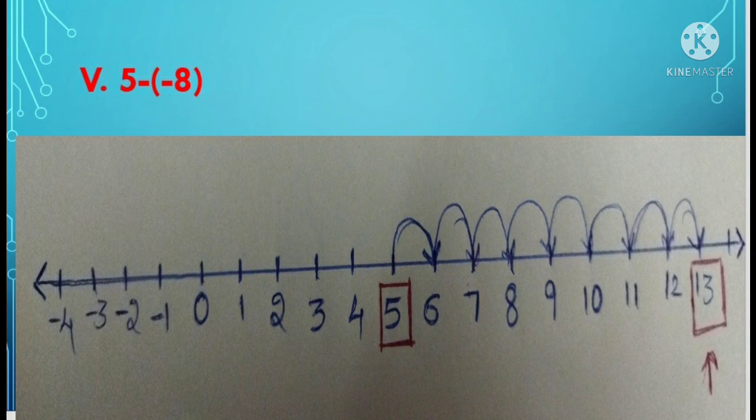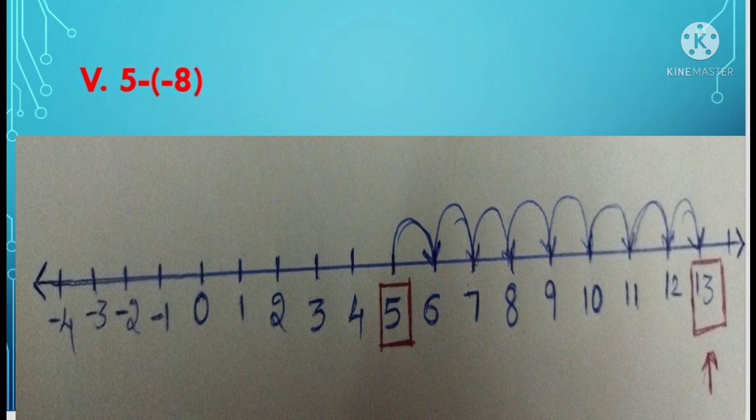This is the next example: 5 minus minus 8. Here we are subtracting a negative integer, minus 8, from 5. If we subtract a negative integer, we move to the right side. So we start with 5 and move right on the number line 8 steps. 5 to 6, 6 to 7, 7 to 8, like that. After 8 steps, we get the answer 13. Okay children, so if we subtract a negative integer, we move right side. For a positive integer, we move left side.